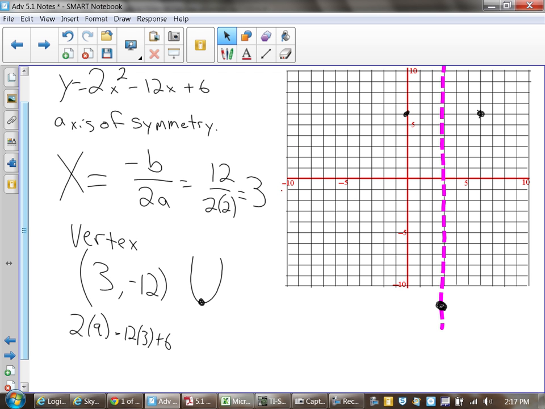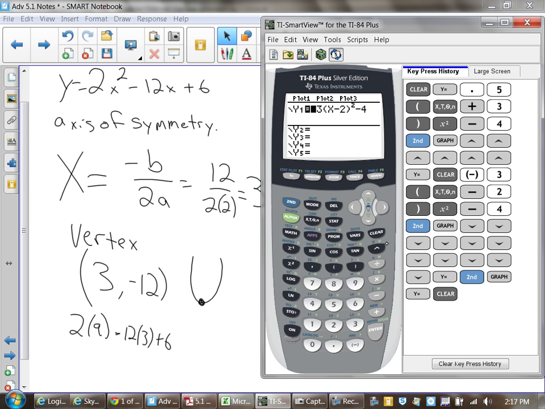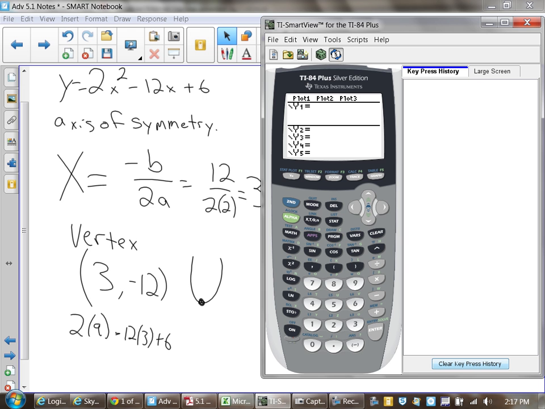Pick another number. 4. Substitute in. Or better yet, there's a button on your calculator that says table. Go to your calculator. Y equals 2x squared minus 12x. Which one's the x button again? That's the one next to alpha. Plus 6. From here, all we have to do is go to your table. Second graph.